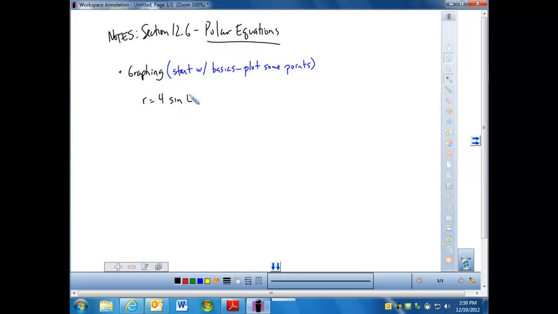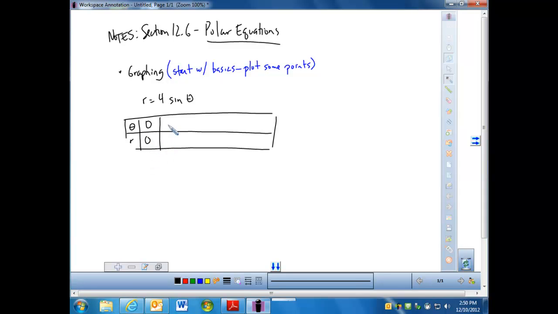So we'll use this equation here, r equals 4 sine theta. And we'll make a nice little chart like you did back with your XY table, things like that, way back a long time ago when you were in your first year algebra. And we'll plug in some different values for theta. So we plug in 0, and the sine of 0 is 0, times 4 is still 0.